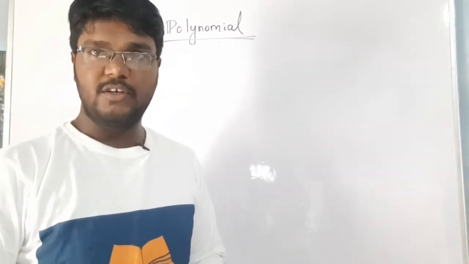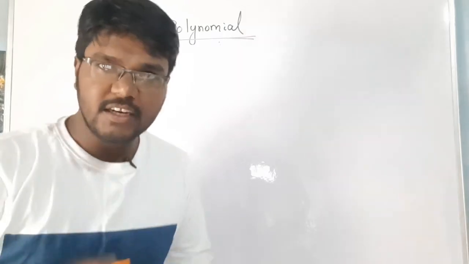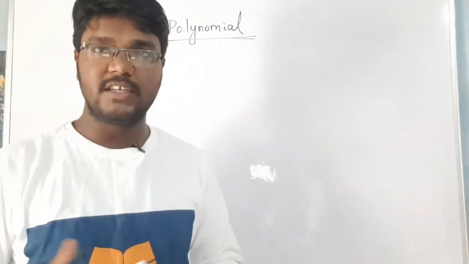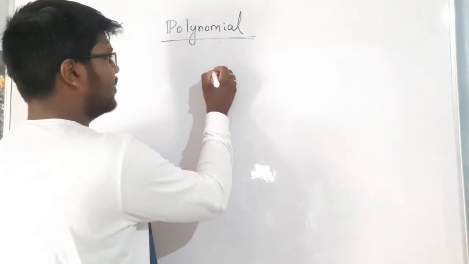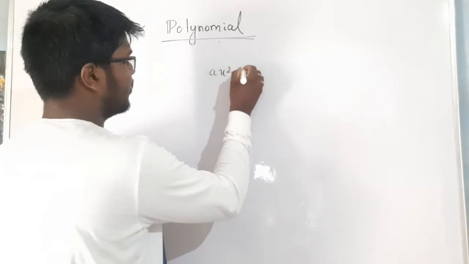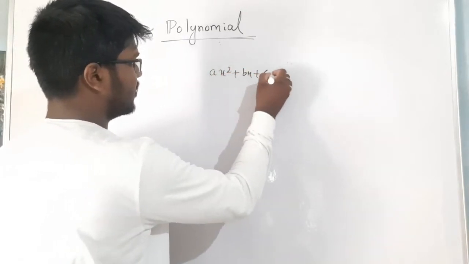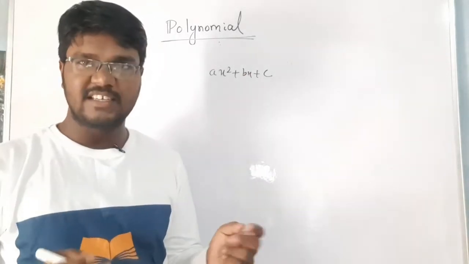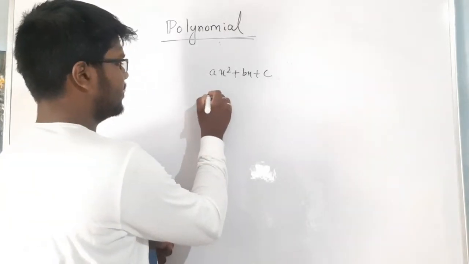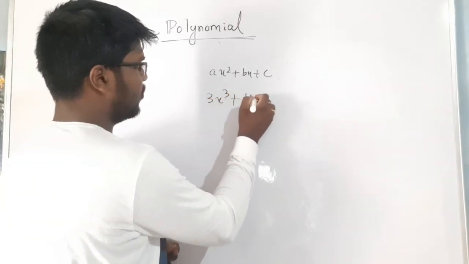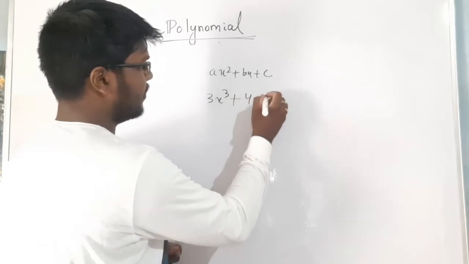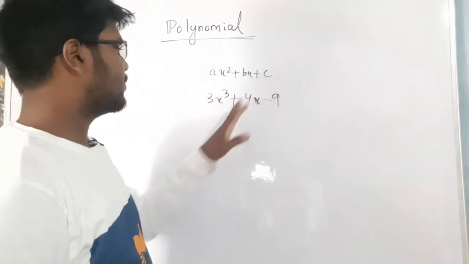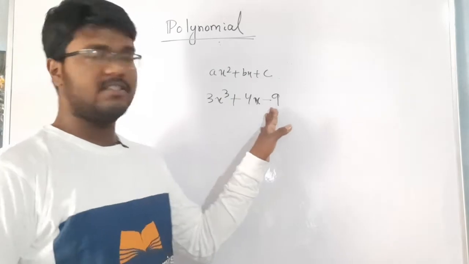Friends, zero of the polynomial depends on the degree of the polynomial. Now we will discuss what is the degree of the polynomial. How can we find out the degree of the polynomial? You see, I will write a polynomial, suppose ax square plus bx plus c. This is a polynomial written in general form. Suppose I write 3x cube plus 4x minus 9. You see here, ax square plus bx plus c and 3x cube plus 4x minus 9.